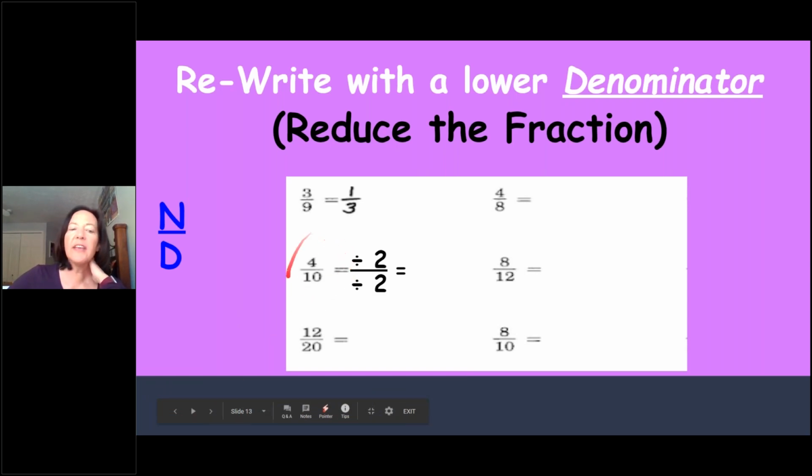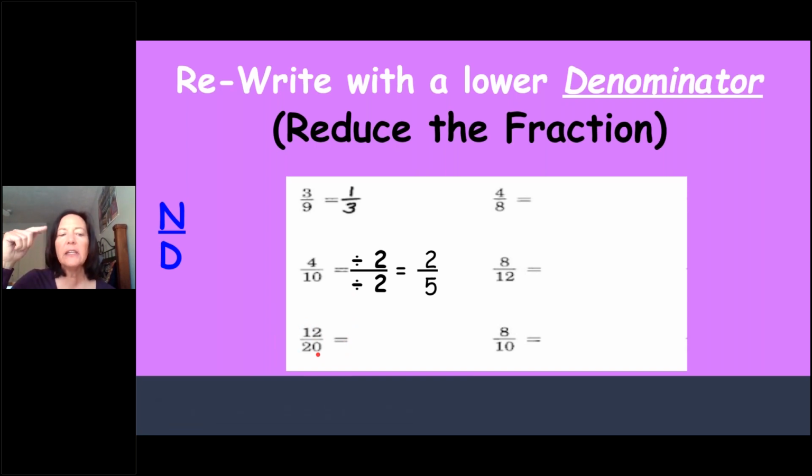So for 4/10 right below it, we know that we could divide 4 and 10 both by 2, and it divides evenly. So 4/10, if I was going to reduce that, what would the answer be? 2/5. That's it. So now let's look at 12/20. So now you're going to have to think to yourself, what divides evenly into both 12 and 20?